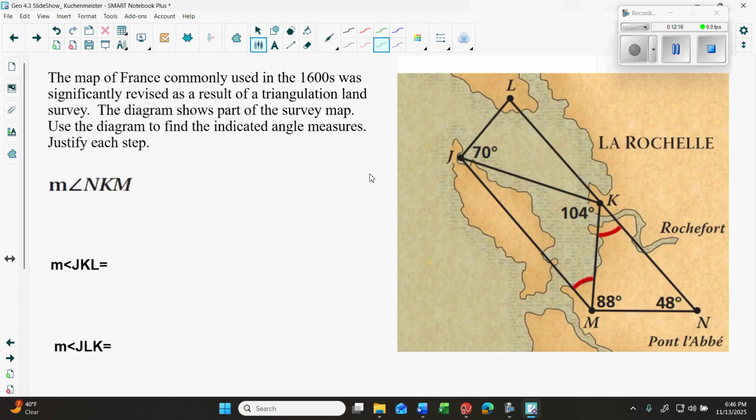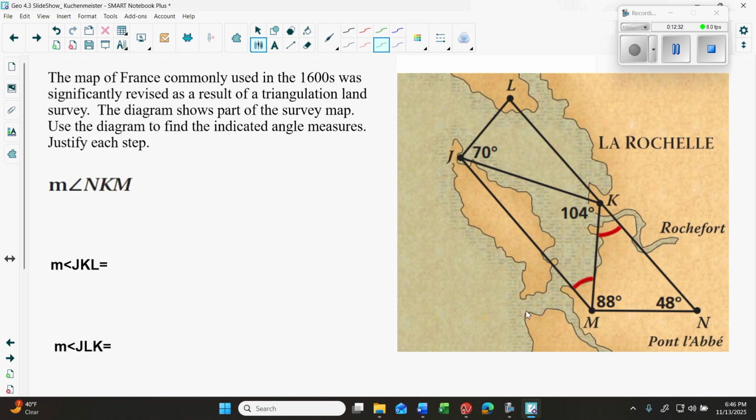So we've got a little bit of a diagram here. The map of France commonly used in the 1600s was significantly revised as a result of a triangulation land survey. The diagram shows parts of the survey map. Use the diagram to find the indicated angle measures and justify each step.